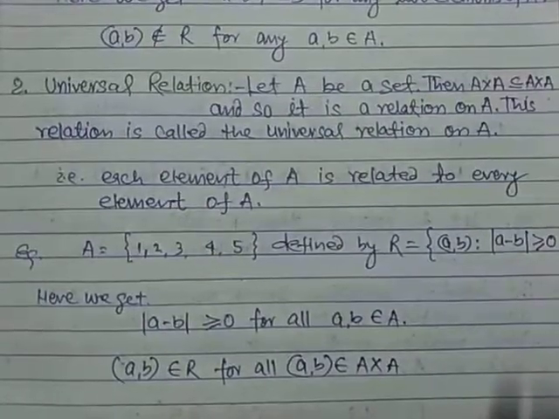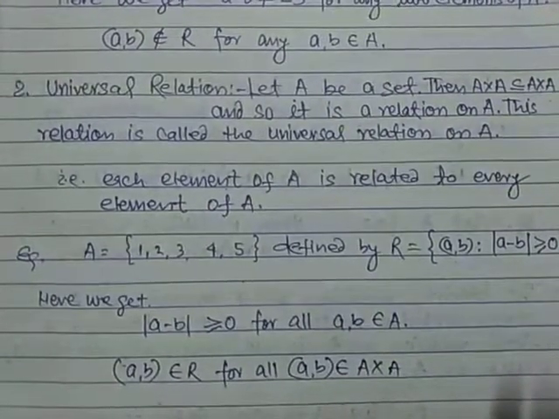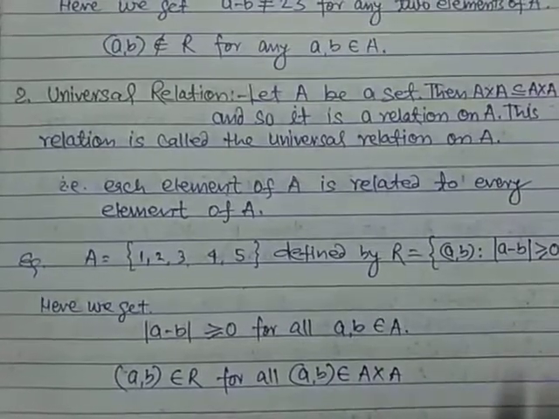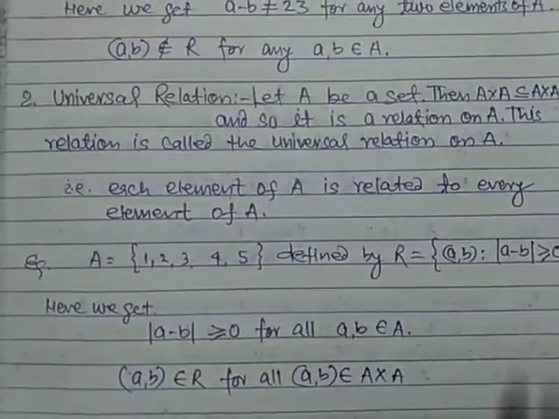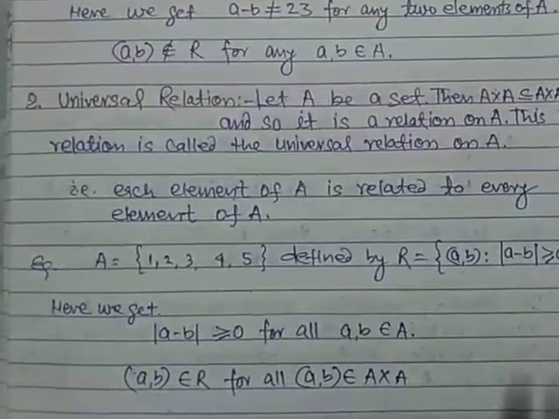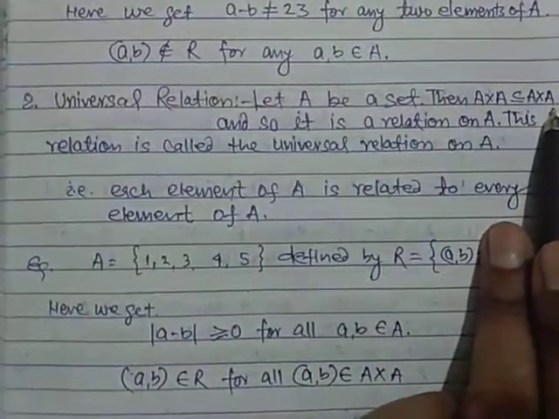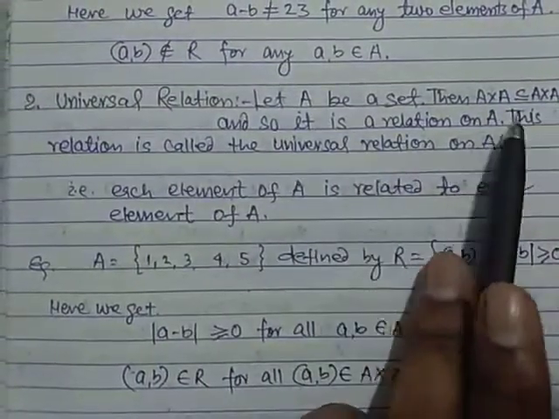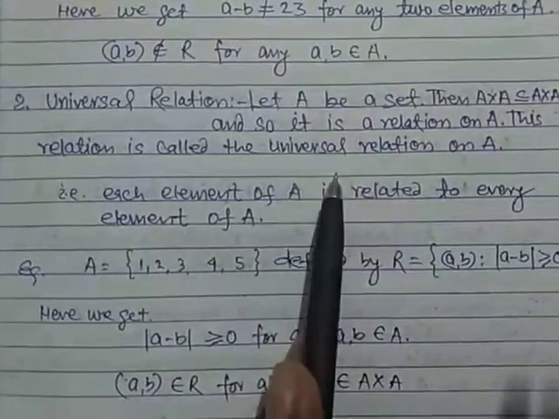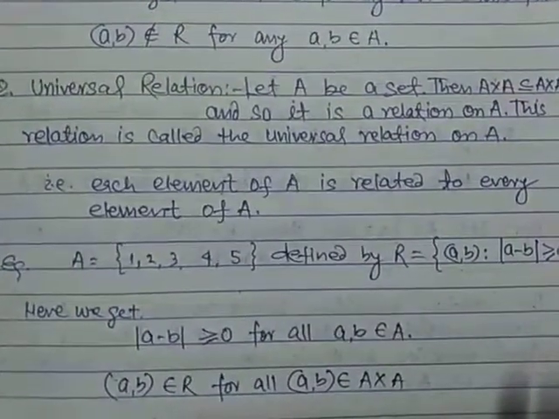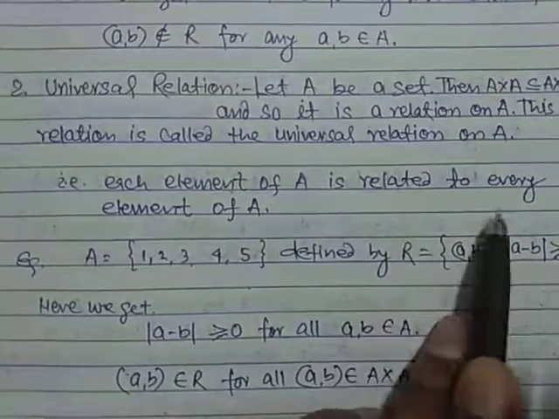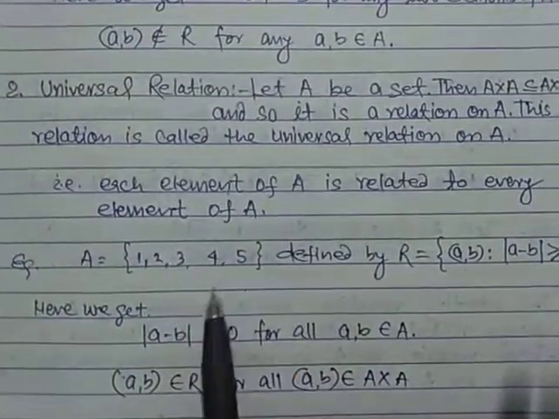Universal relation means what? Suppose we have one set A, then its Cartesian product with A is A cross A, and A cross A is a subset of A cross A. Therefore, A cross A is a relation on set A. This relation is known as universal relation. That is, each element of A is related to every element of A.